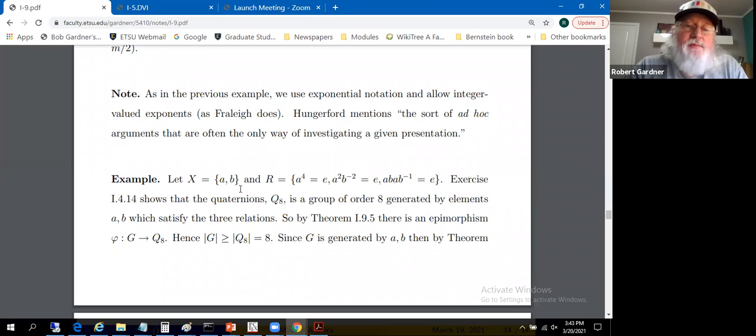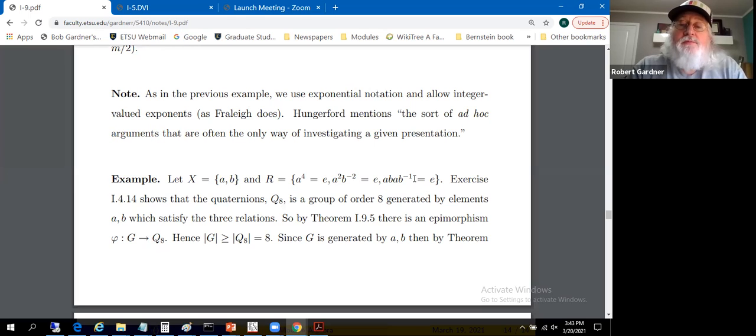Let X be the set {a, b}. So we're looking at a group generated by a and b, two generators. R is the set of relations: a to the fourth equals the identity, a squared b to the negative 2 equals the identity, and a b inverse a equals the identity.